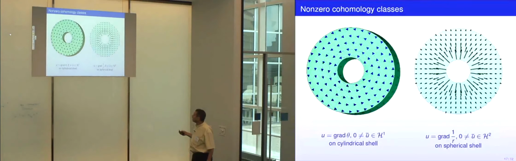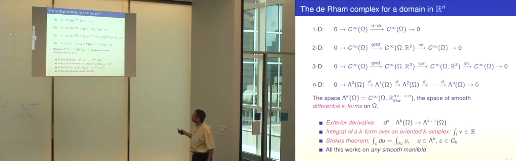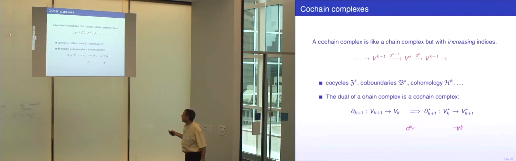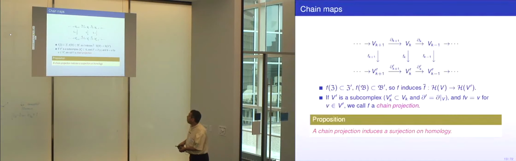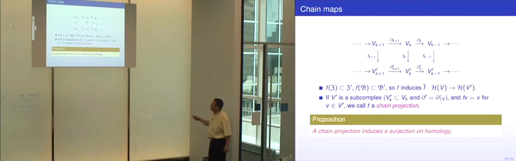Okay, so I'm actually not going to finish because I don't want to run over. Even 75 minutes is not enough. So I'll give you one more definition and then we'll stop. There's a natural map between complexes. So here's a chain complex with spaces V and boundary operators D. And here's another one with spaces V prime and boundary operators D prime.